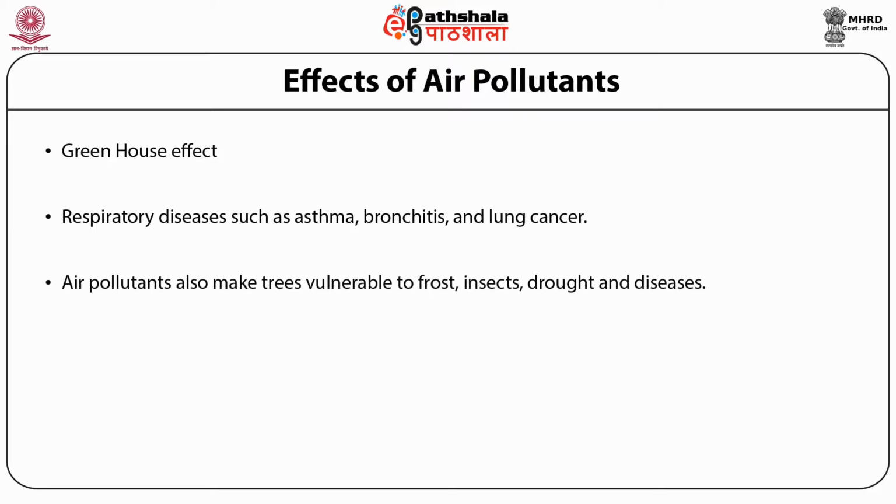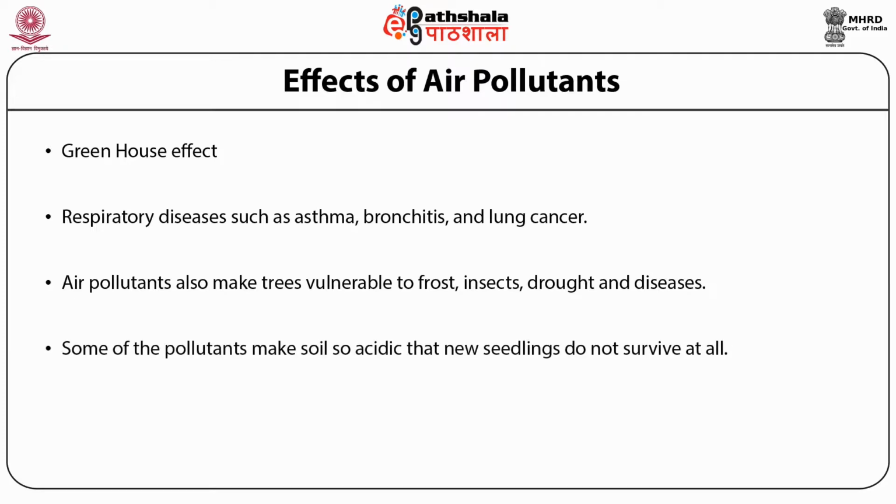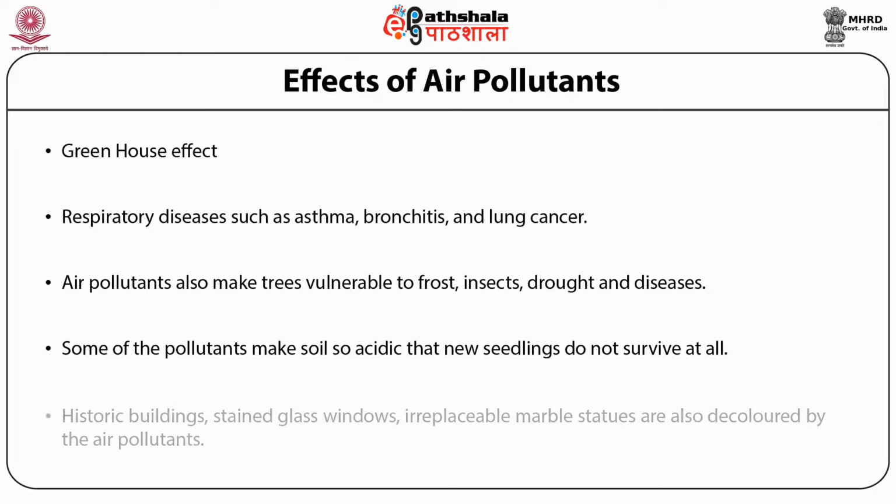Air pollutants also make trees vulnerable to frost, insects, drought, and diseases. Some of the pollutants make soil so acidic that new seedlings do not survive at all. So we just kill the vegetation. The historic buildings, stained glass windows, and irreplaceable marble statues are also discolored by the air pollutants. We are all aware that the Taj is discoloring only because of the pollutants in the air.